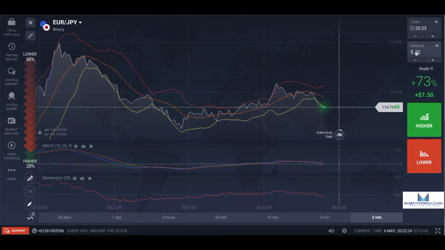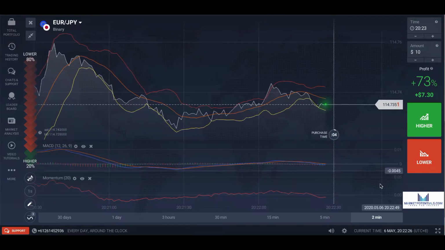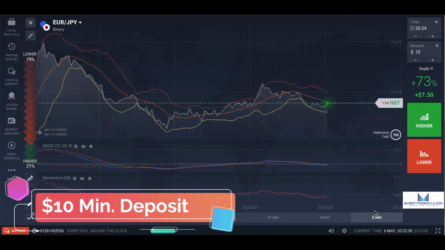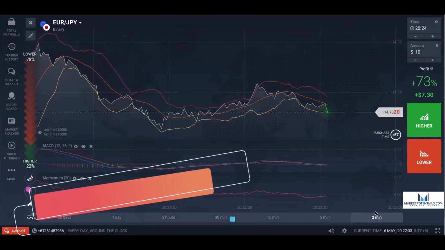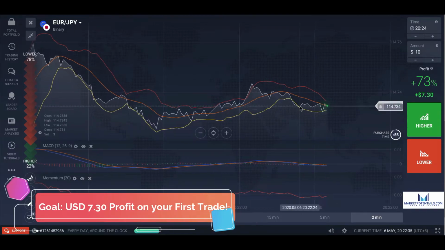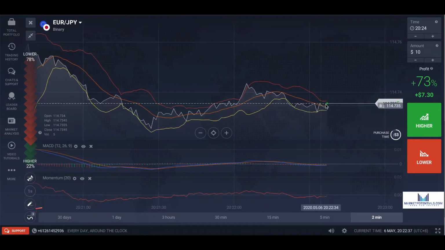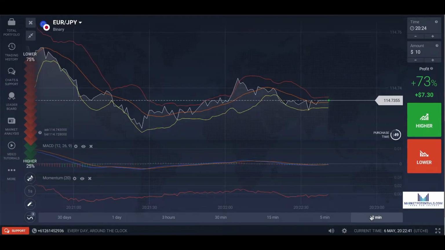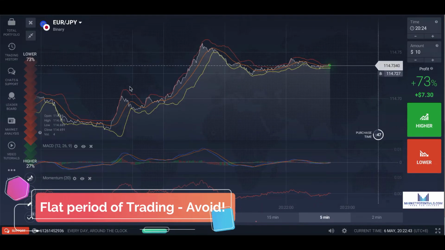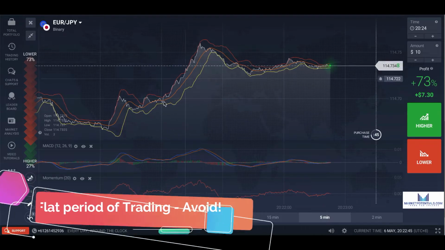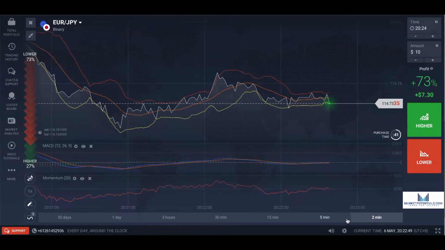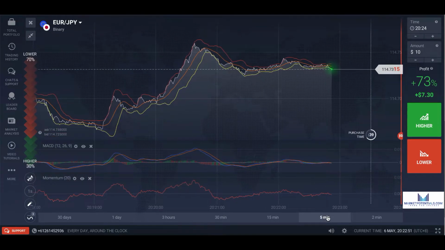So again, like I said, you have put in $10, which is the minimum deposit on the account, and hopefully you're going to be able to make $7.30 on your first trade. Now, what I'm looking for, guys, and what I avoid is this period here. This is what I call a fairly flat period of trade. Now, I tend to avoid these kinds of periods. The best is when there is a movement, all right, upwards or downwards that you can take advantage of. And that's the kind of pattern that you want to be looking at, okay?